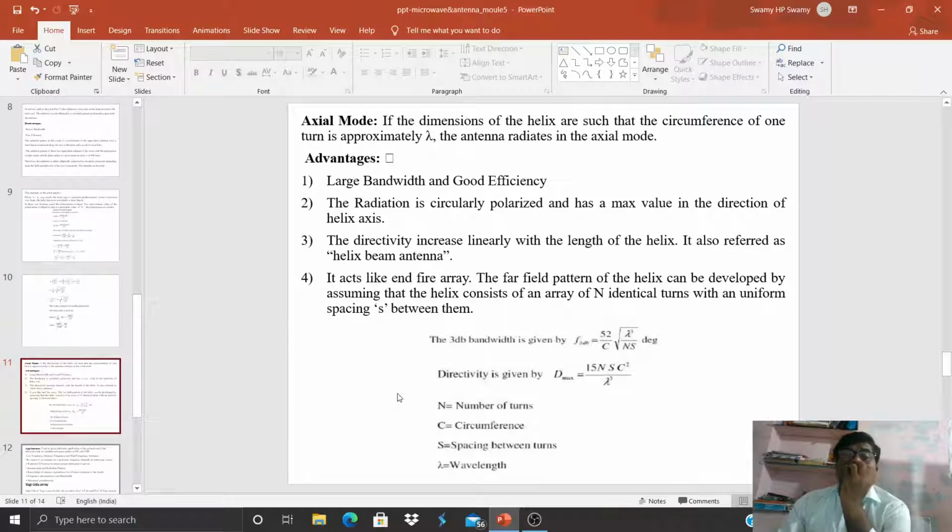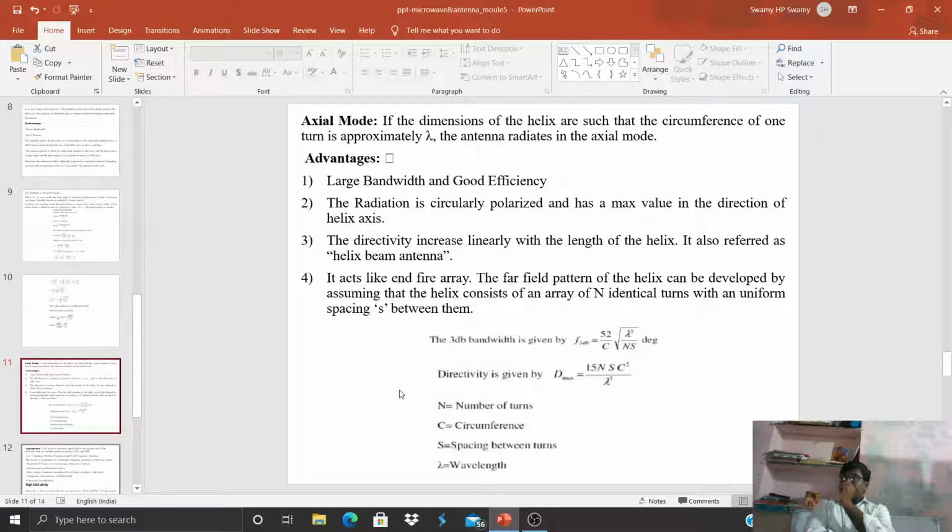So now we will move on to the axial mode operation of the helical antenna. Here, if the dimensions of the helix are such that the circumference of one turn is approximately lambda, the antenna radiates in helical axial mode.